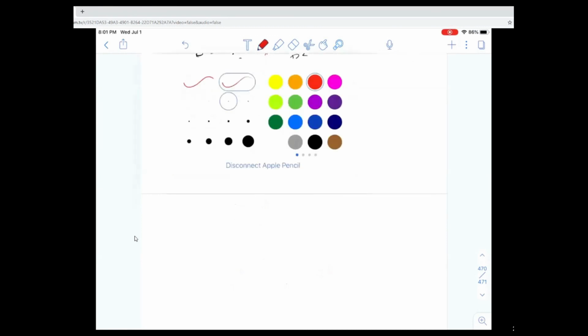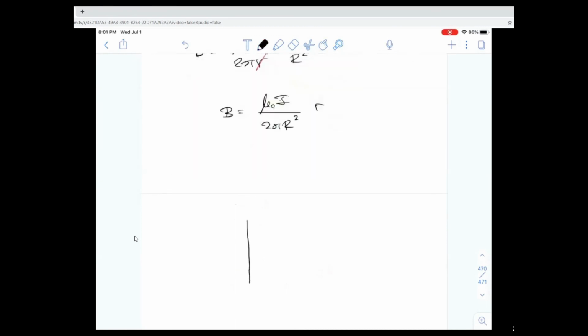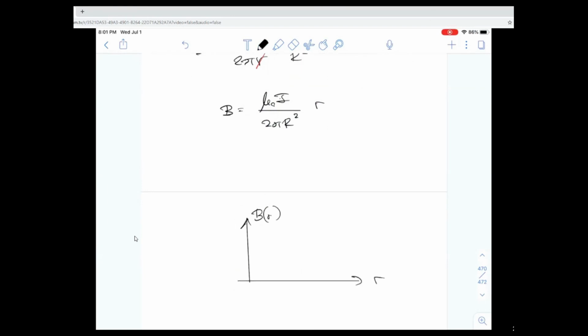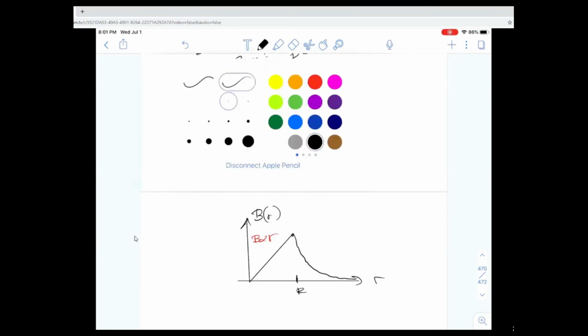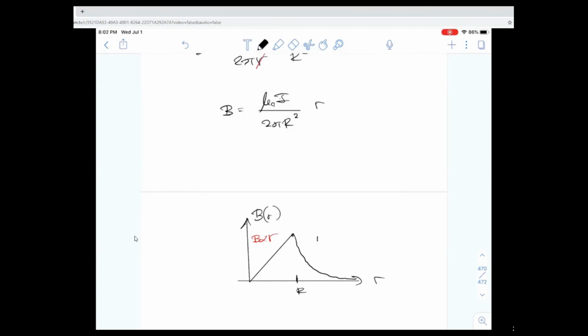Okay, so if I were to draw this out, it would look like this. The strength of the magnetic field is a function of the radial distance. The strength of the magnetic field is going to increase all the way up to the perimeter of the wire. And once you get outside, it's just going to decrease as the inverse of the radial distance. That's what we end up getting. Once you're outside, the strength of the magnetic field is going to diminish.